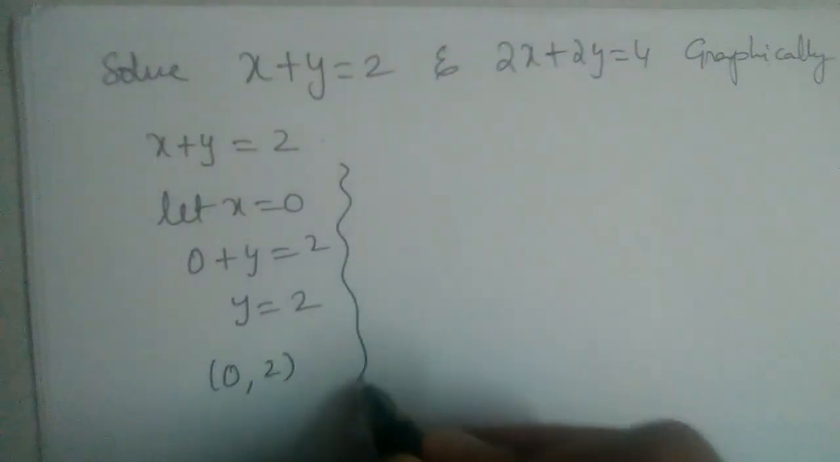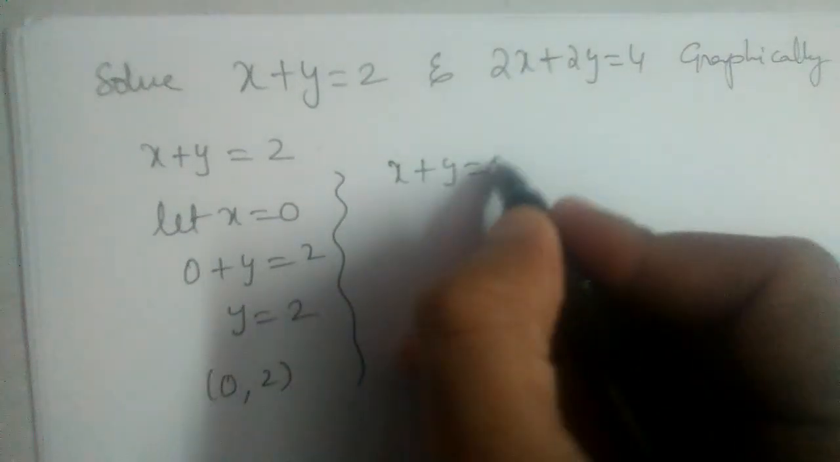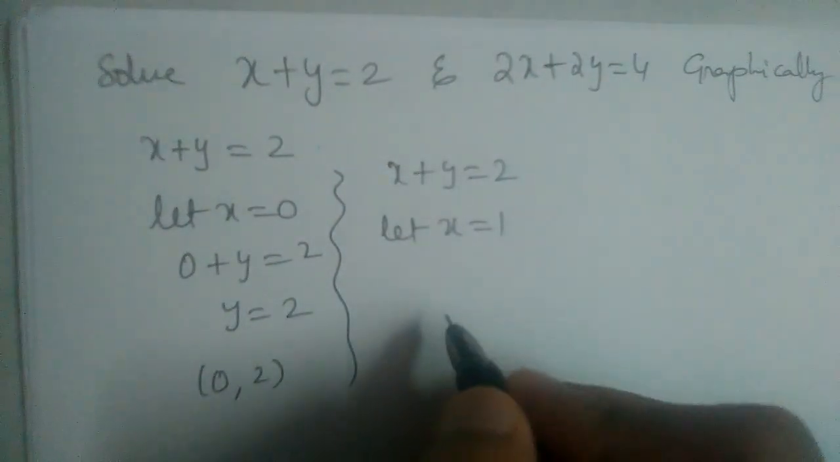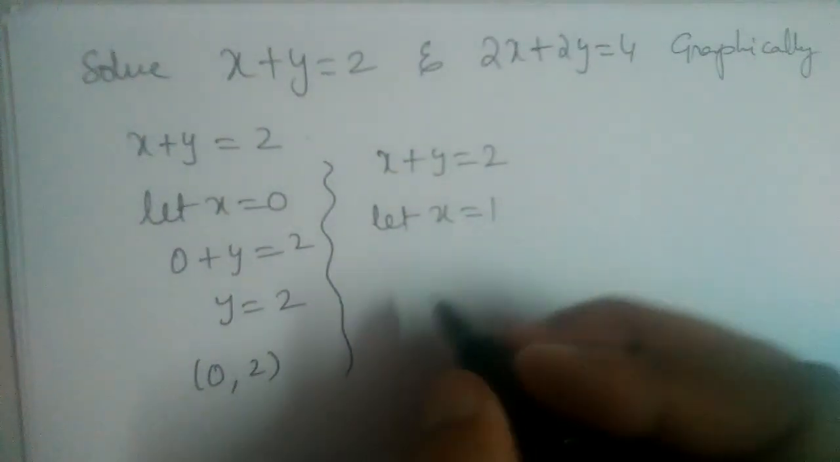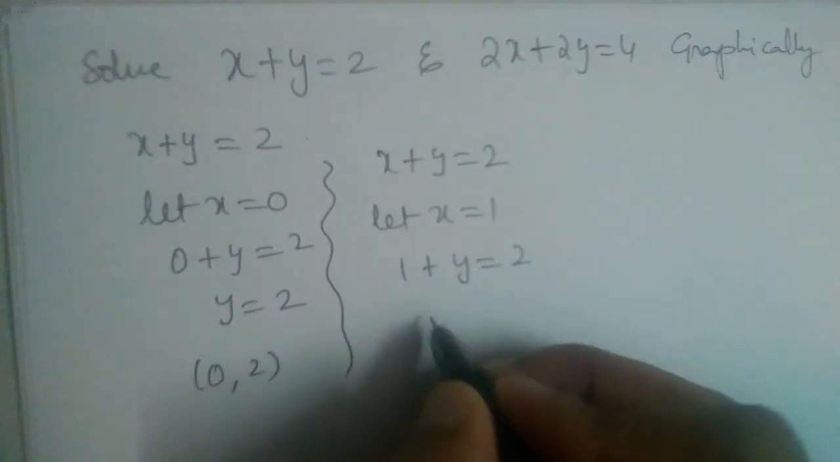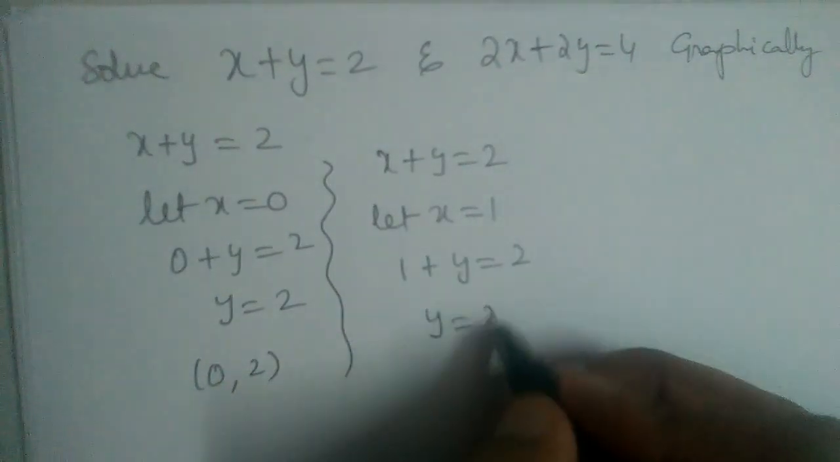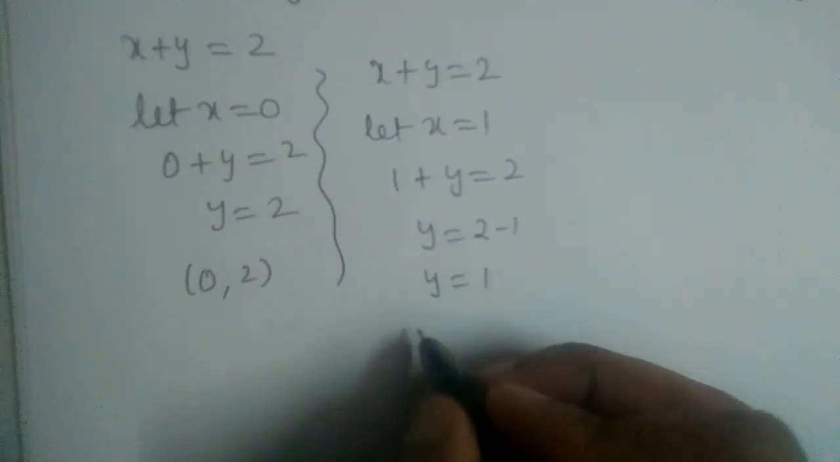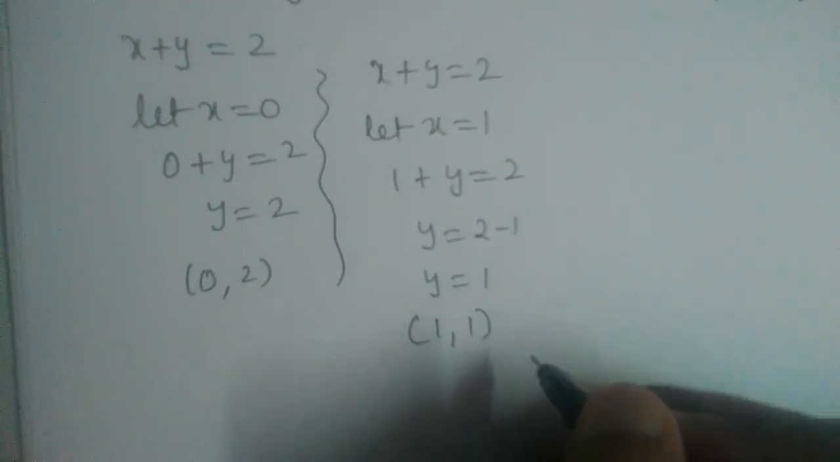Now x plus y is equal to 2 is our equation, right? So let us take x is equal to 1 now. It is up to us, we can take any value we like, right? So now this will become 1 plus y is equal to 2. So y will be equal to 1 goes on the other side, becomes minus 1. So y is 1. So (1, 1).